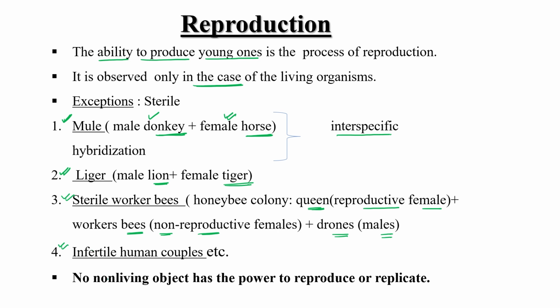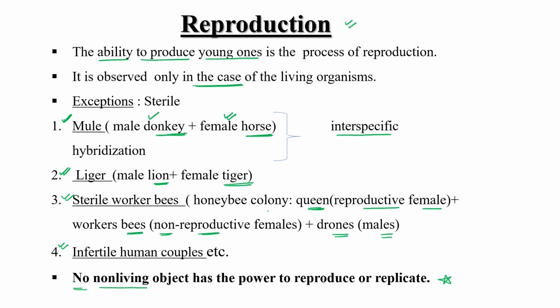So because of the presence of some exceptions, reproduction comes under characteristic feature. This particular feature does not come under defining feature category. No non-living object has the power to reproduce or replicate. This statement is 100% true. This reproduction power is present only and only in living organisms. But because of the presence of certain exceptions which we have just discussed, reproduction comes under characteristic feature category. It doesn't come under defining feature category.